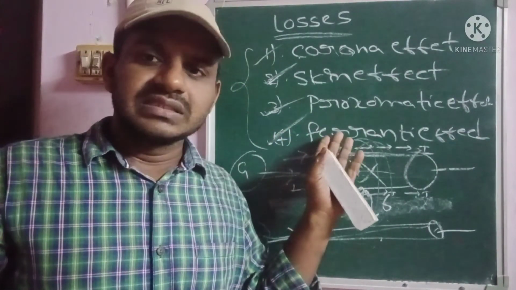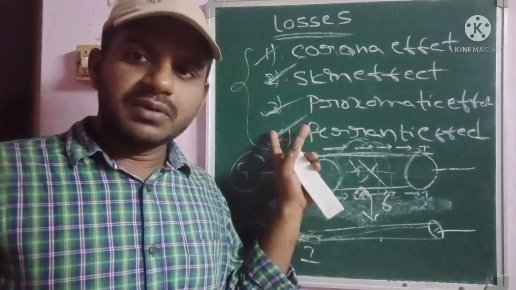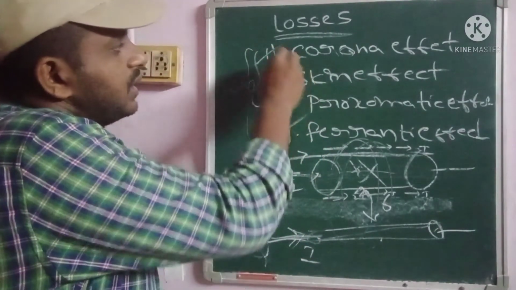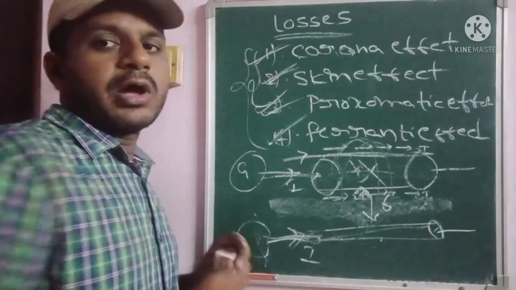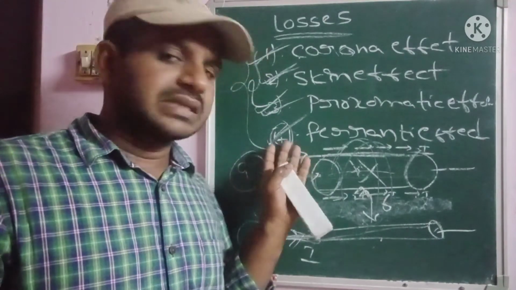So these effects sometimes happen. Basically, this is not a major effect. The major problem effects are the corona effect first, the skin effect second, and the proximity effect third. The Faraday effect is not a major effect; it happens only sometimes.